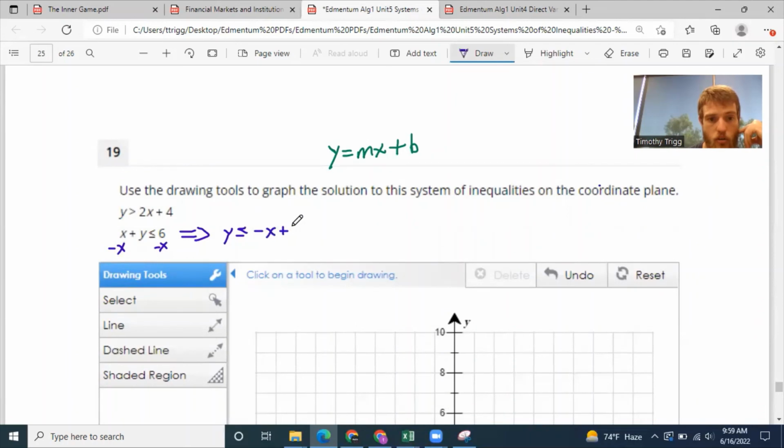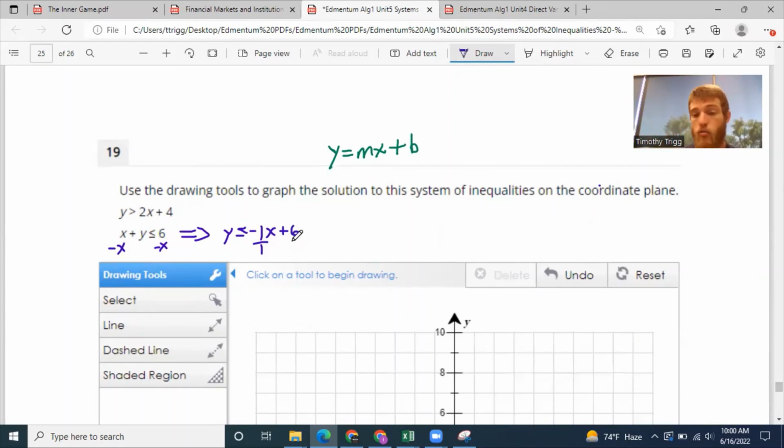plus 6. So in this case, what's our b? Well, our b, our y-intercept, is 6. What's the m, the slope in this case? Well, see how it just has a negative here? We can think of that as a negative 1. So I can put a negative 1 here. The slope for this inequality is negative 1, or you can think of it as negative 1 over 1. For any whole number, you could think of it as over 1. So that should be down 1 over 1.